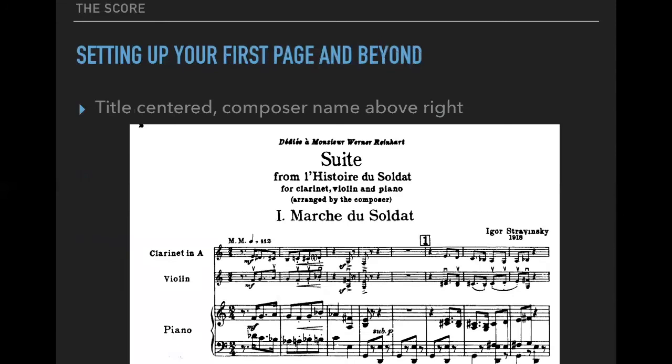Yes, I know what you're thinking. It's on the top right. And here it has his birth year. I'm sorry, that's actually interesting. It should be written as his birth years, but it's actually the date of composition, 1918.